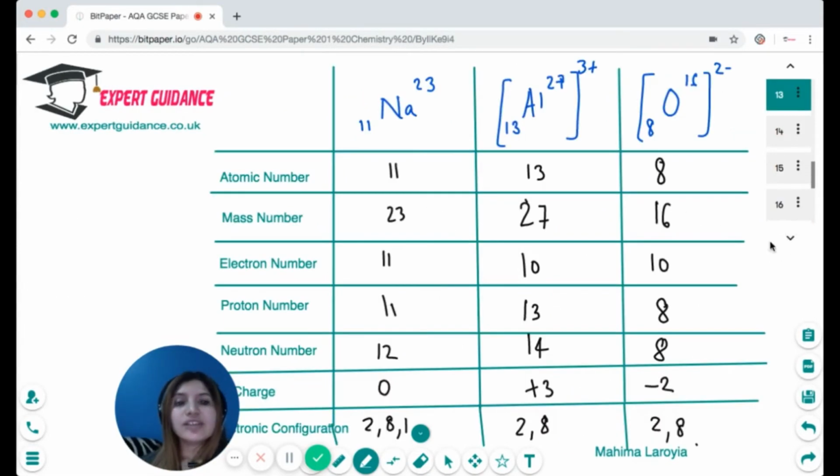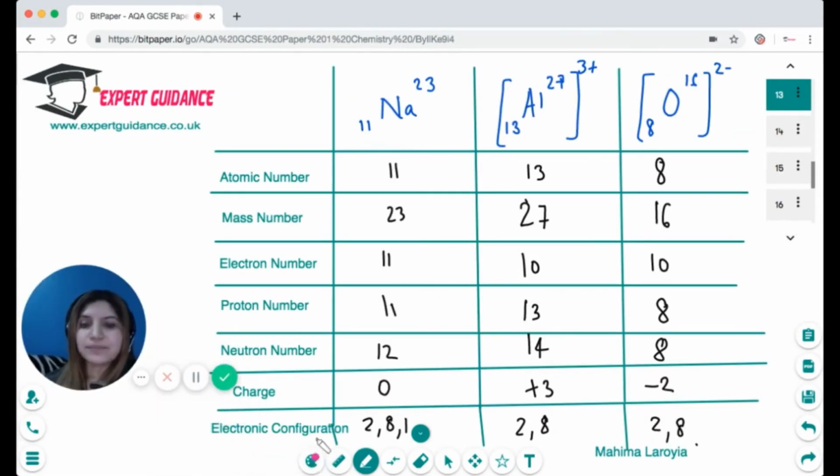Okay, so now let's take an example. Now you can see that I have made 3 tables. In one, I have put a sodium atom, and since it is an atom, it will have an equal number of electrons and protons. I have added aluminium 3+ ions. Since it is a 3+ ion, it means it has fewer electrons and more protons, and oxygen 2- means it has more electrons than protons. Now you will follow the same tactic.